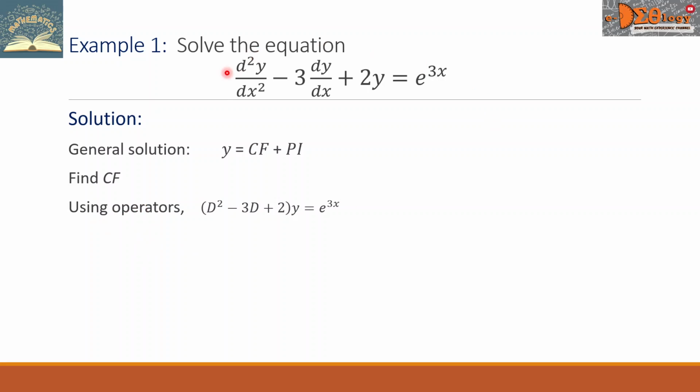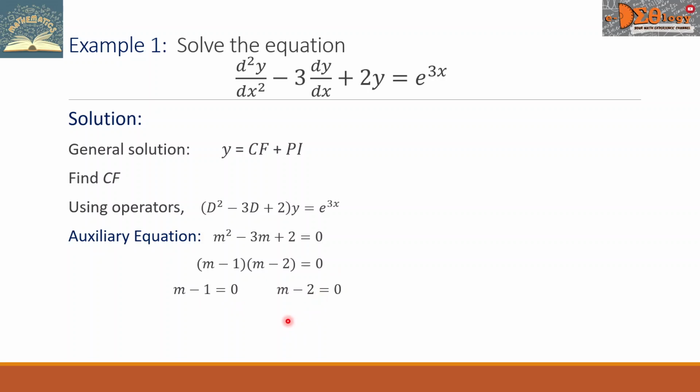Using operators, the equation here becomes the quantity D squared minus 3D plus 2 multiplied by y equals this right side, e raised to 3x. The auxiliary equation now becomes, we change this D to m. So m squared minus 3m plus 2 equals 0. Let us solve for m. We do factoring. So we have m minus 1 times m minus 2 equals 0.